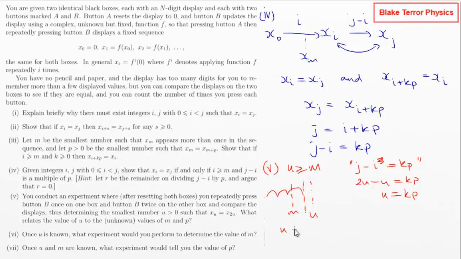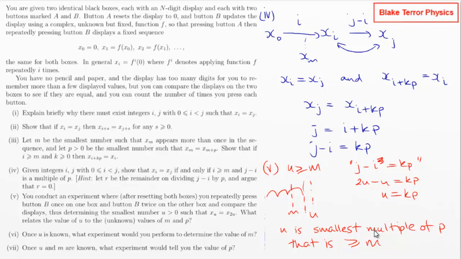So u is the smallest multiple of p that is greater than or equal to m.